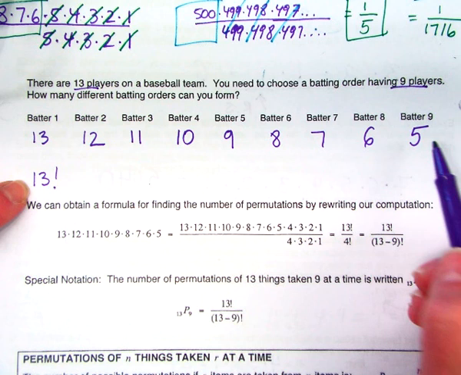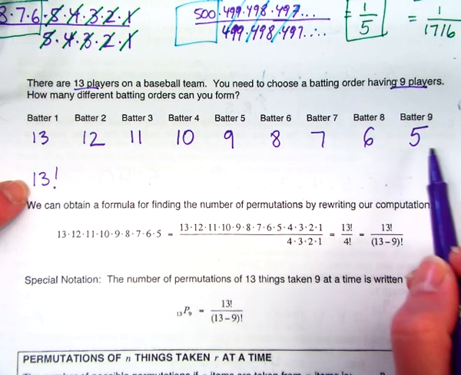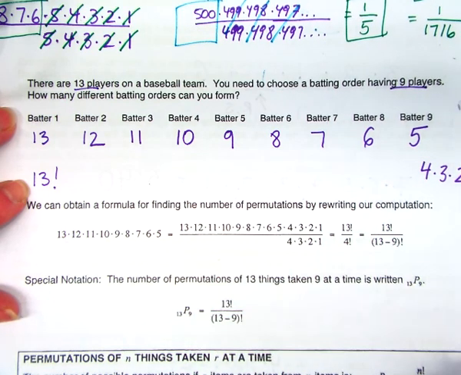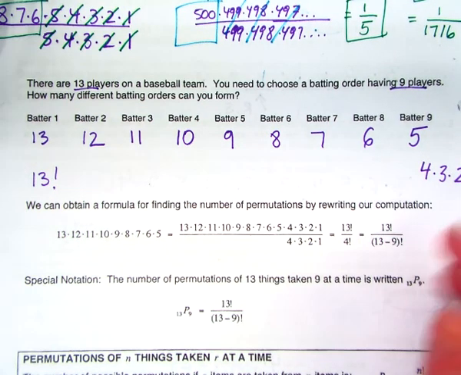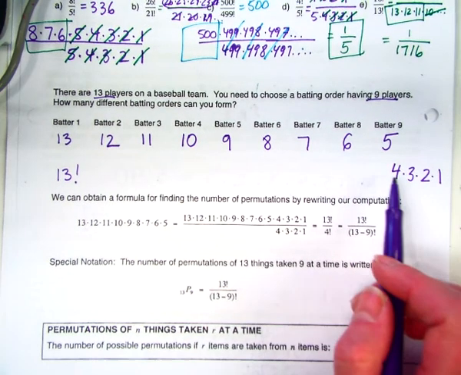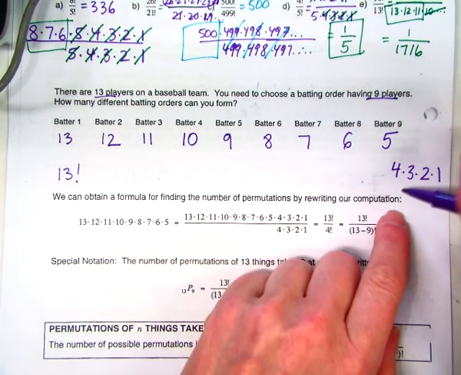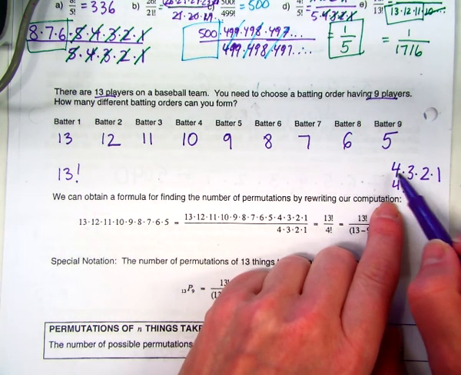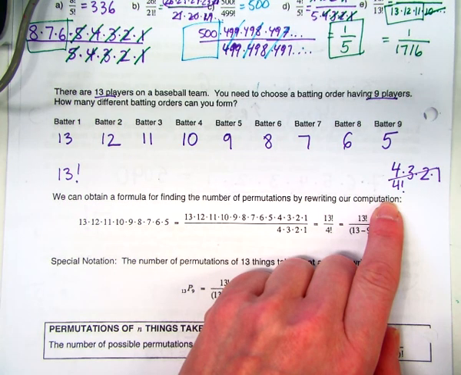No, because what's missing? What are we not including? The 4 times 3 times 2 times 1. How could I write the 4 times 3 times 2 times 1? What is that really? It's really 4 factorial, right? So that is missing from the calculations.